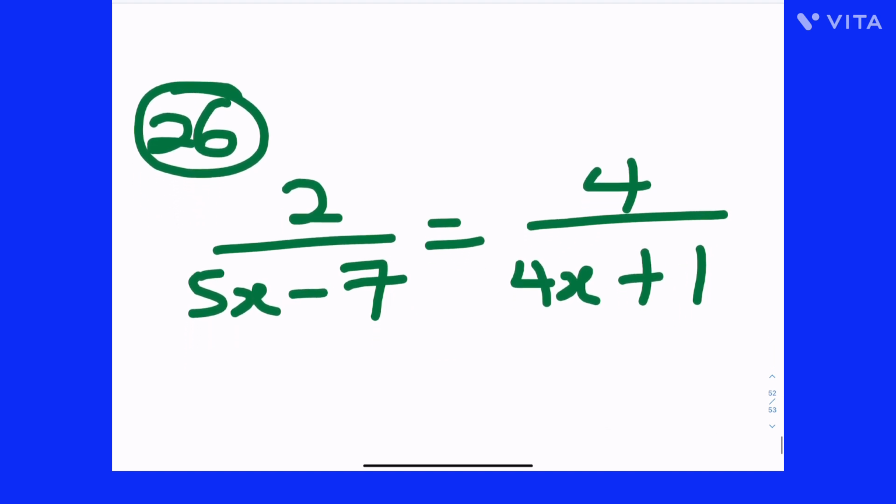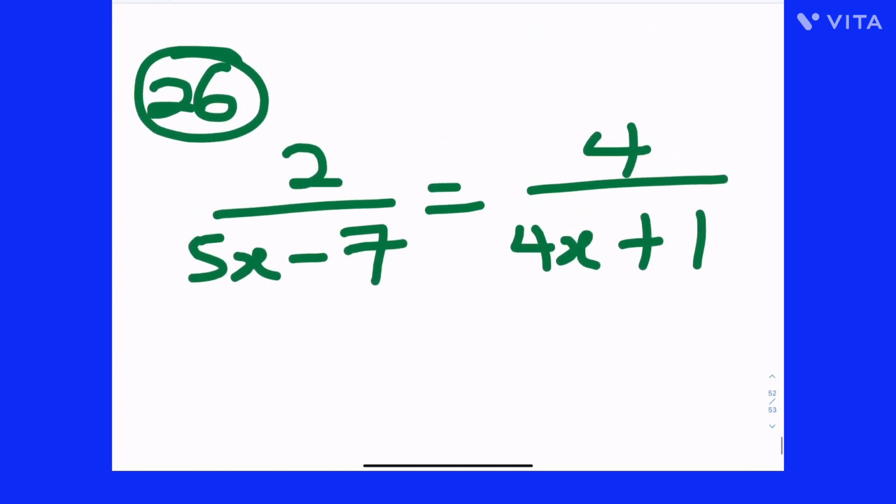So, last but not the least is number 26. You have to do that yourself too. That ends exercise 14.3.